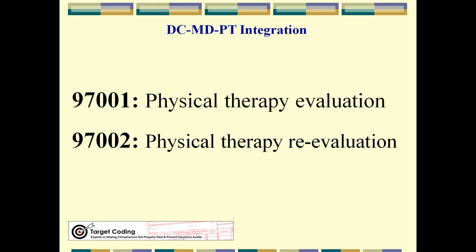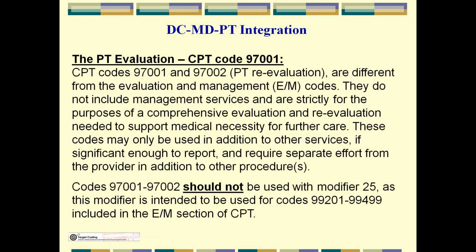So let's talk about these. CPT codes 97001 and 97002. They're different than E&M codes. E&M codes can be billed by chiros and MDs and DOs and NPs and PAs, but not by PTs. PTs cannot bill E&M codes. PTs can only bill PT evaluation and reevaluation codes. That's the 97001 and 97002.